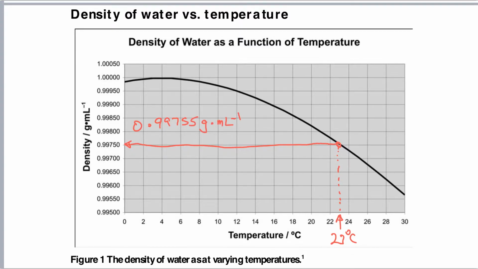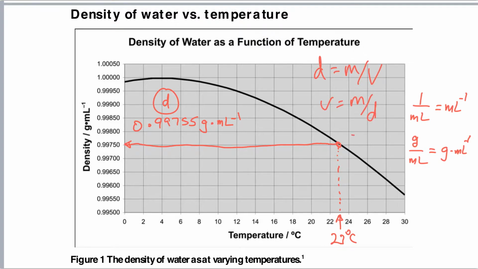And so notice we can write per milliliter, 1 over milliliter, right? And we can also write that as milliliter to the -1. So when we have grams over milliliter, that can be written as grams milliliter to the -1. So now we have the density here of our water, so we can find our mass. We can find our volume, right? So if density is mass over volume, then volume is mass divided by density, and we can just look up our mass and look up our density and plug them in.